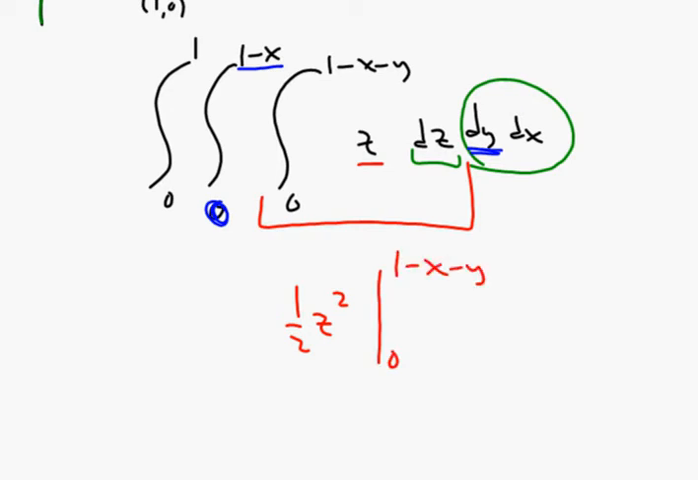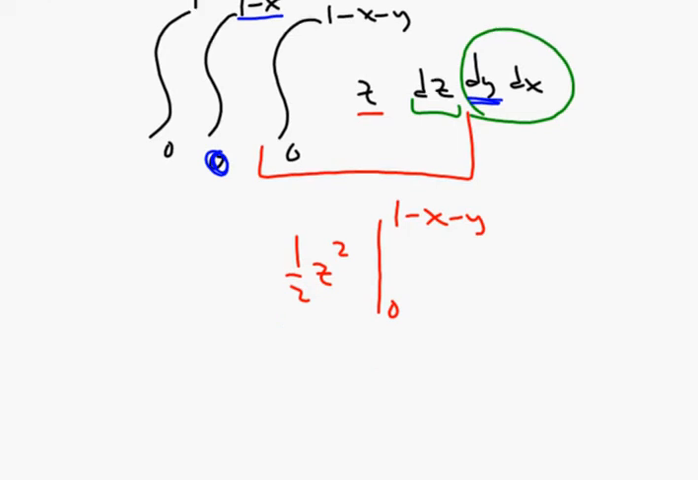Okay? Now, this is where someone might make an argument in this problem that this is not the most convenient way to integrate. We'll talk about why in a second. Just take a look at this now. So I have to plug the upper bound in. So it's 1/2 of (1 minus x minus y) squared minus 1/2 of 0 squared. Okay.